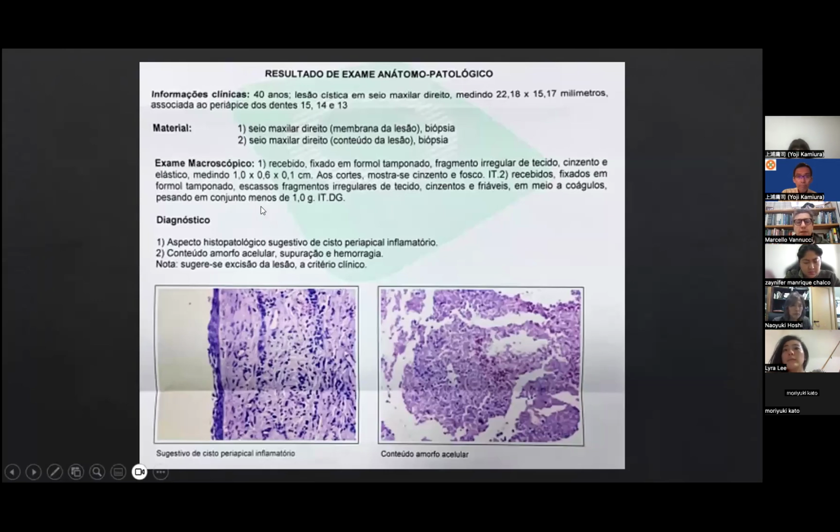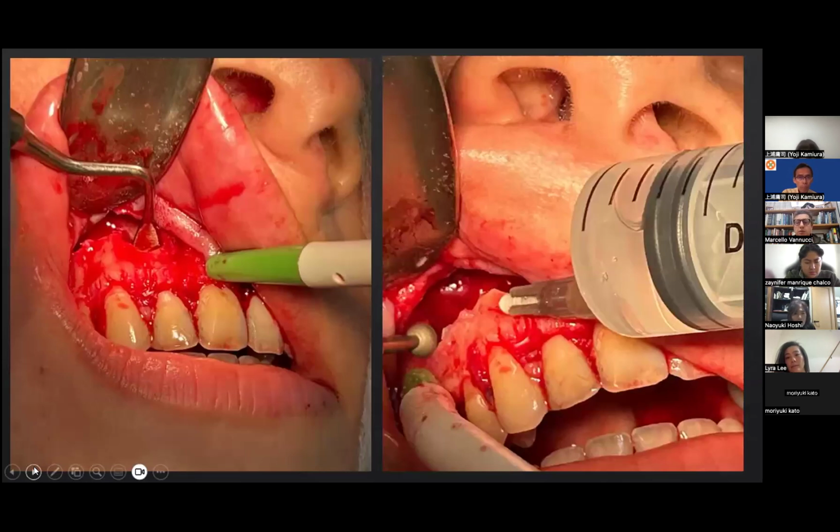So for the first biopsy, the suggestion is periapical inflammatory cyst. So the suggestion is total excision of the lesion. Okay, perfect. So the approach was vestibular for the resection of the whole lesion.